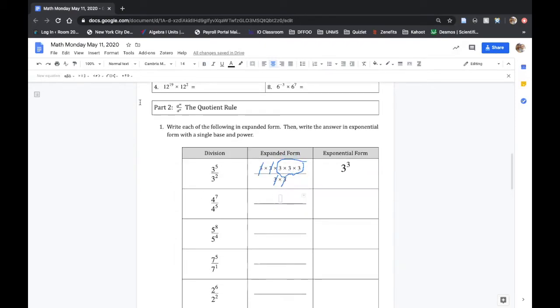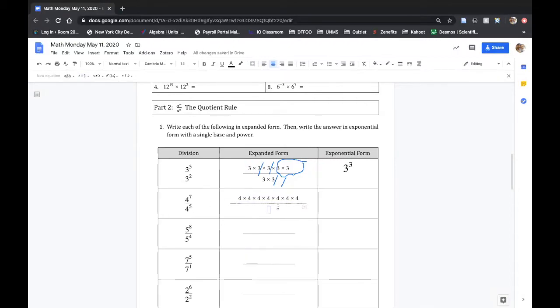So 4 to the 7th power, I have 4 seven times. 2 fours, 3 fours, 4, 5, 6, hopefully this is big enough, 7. All right, down at the bottom, 4 to the 5th power, so 4 five times. 1, 2, 3, 4, 5. So on the top, 1, 2, 3, 4, 5, 6, 7 fours, and 1, 2, 3, 4, 5 fours on the bottom.